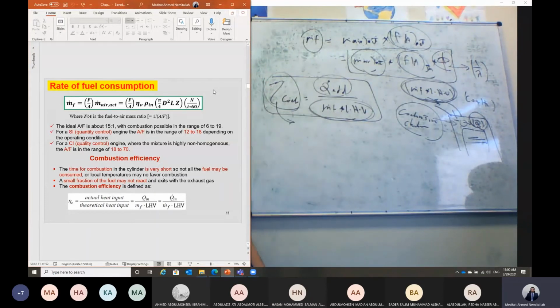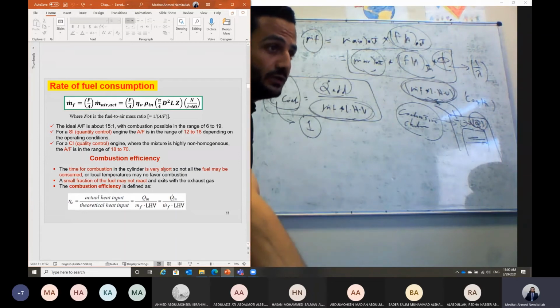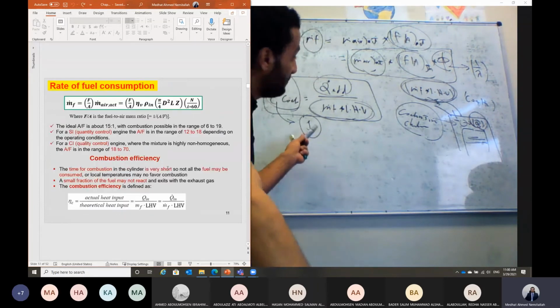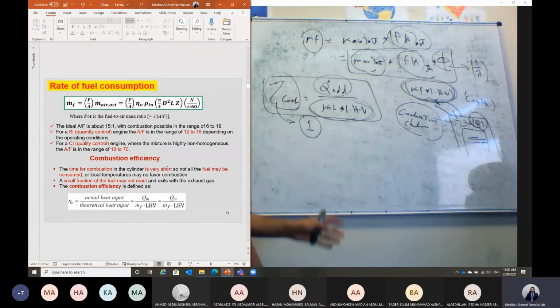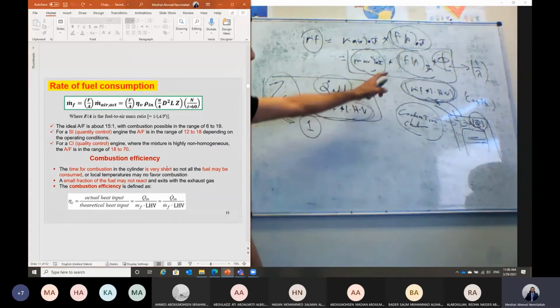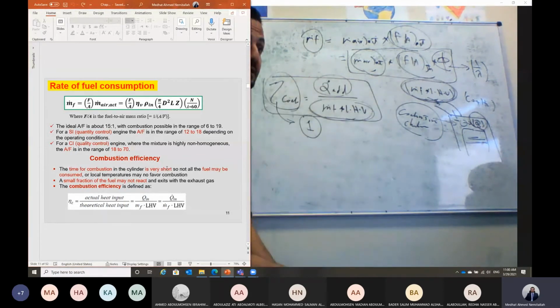So that's why we have to define the combustion efficiency. But in most of the cases, we can assume this value is equal to 1. Okay. So usually if this value is not given, we can assume the combustion efficiency in this case is equal to 1.